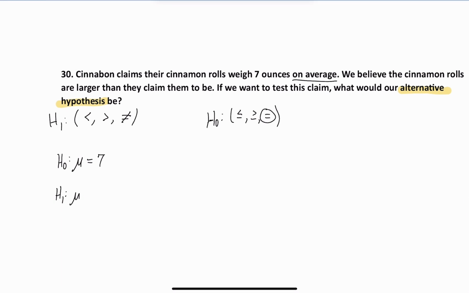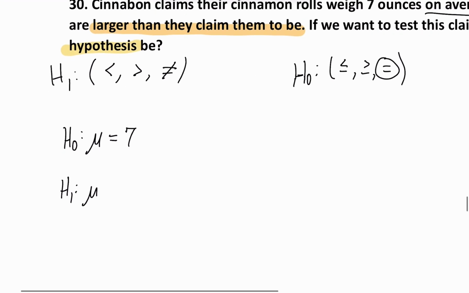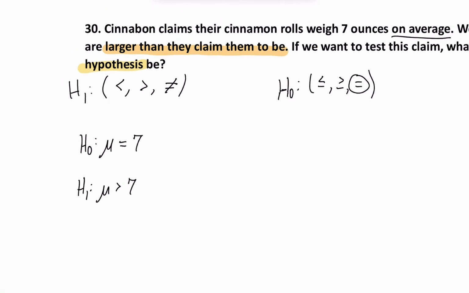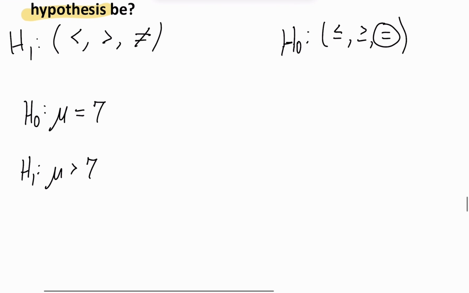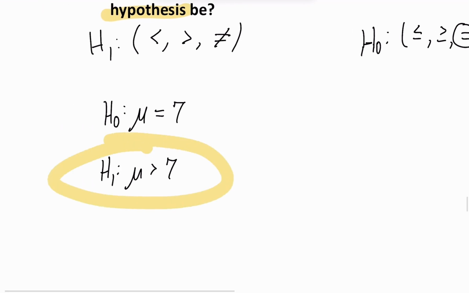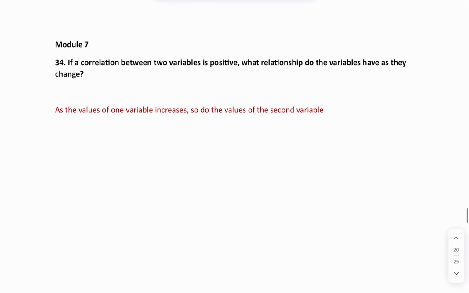The claim that we're testing is that it's going to be larger than they claim to be, which, I mean, I wouldn't complain about. That means you're getting more cinnamon roll than you're advertised for. But since it's going to be larger than, we're going to be working with a greater than symbol. And you're always going to be using that population mean there. So because of this, we're going to have the population mean is greater than 7 as our alternative hypothesis. And that concludes our model.